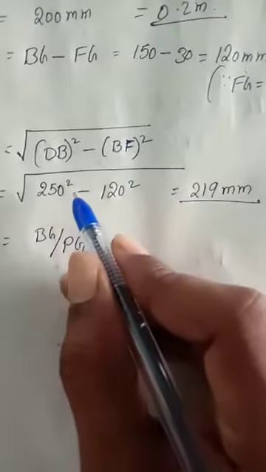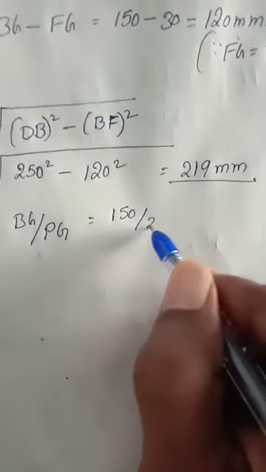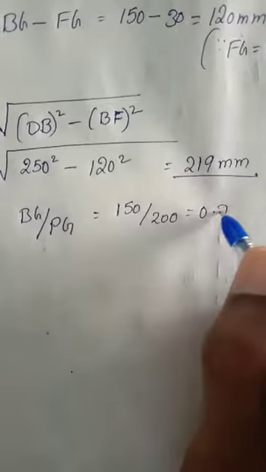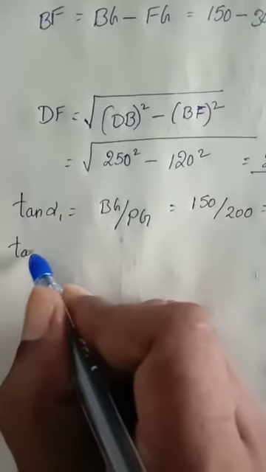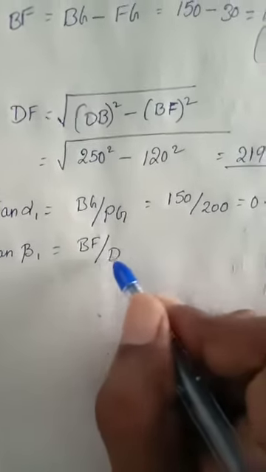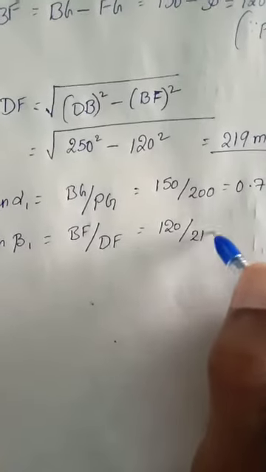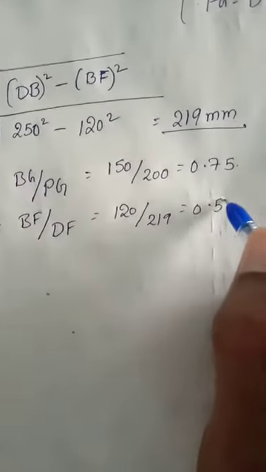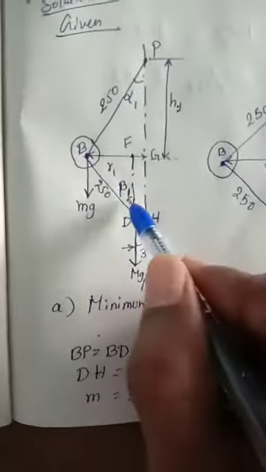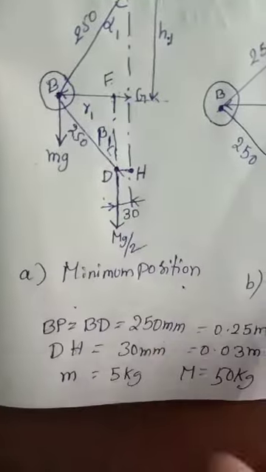So now here I am going to substitute these values, 150 divided by 200, then that is equal to 0.75. Similarly, tan beta 1 is equal to BF divided by DF. And now here 120 divided by 219. So that is 0.5498. Okay. So all values we know. This is beta. So now here this triangle, we know the DF value and we know the BF value.